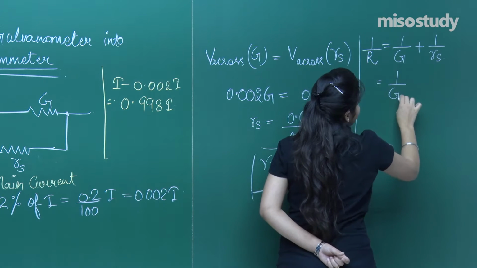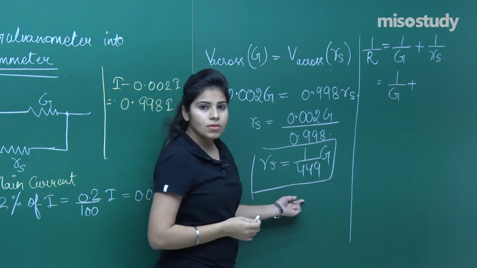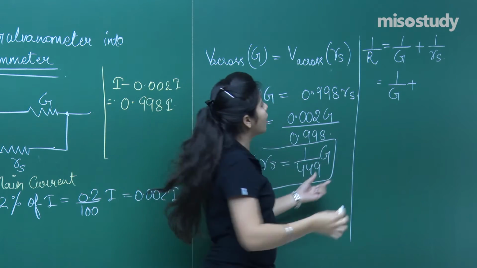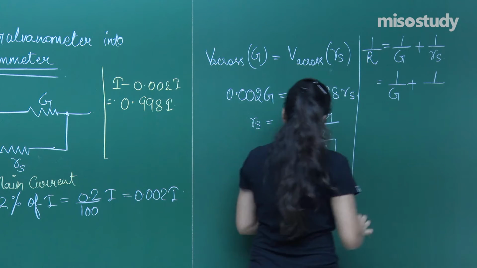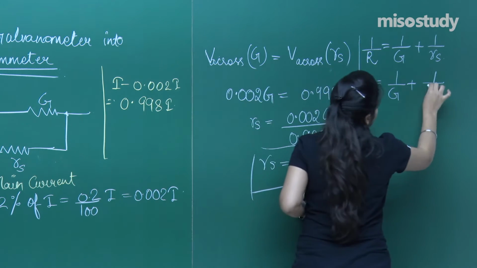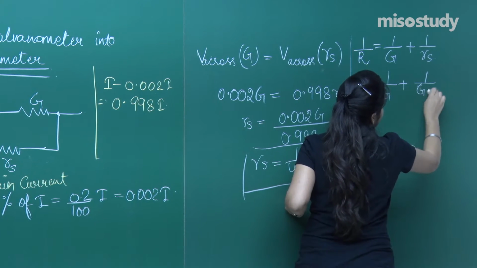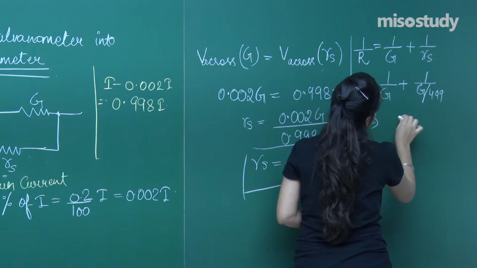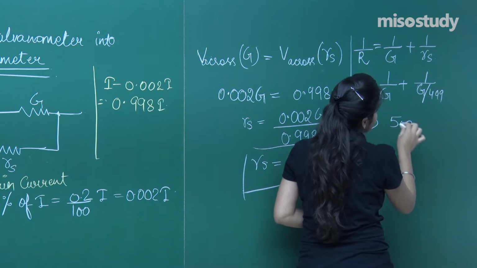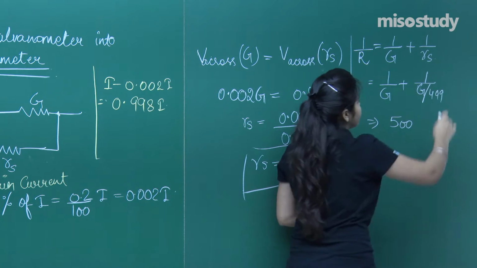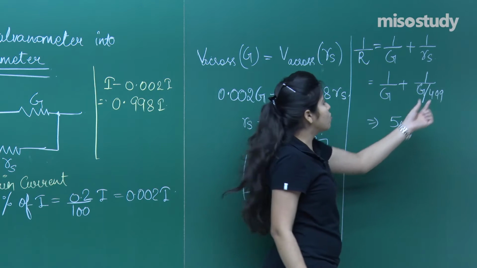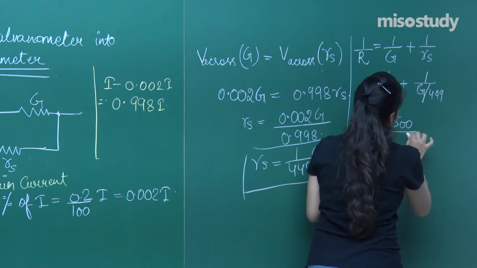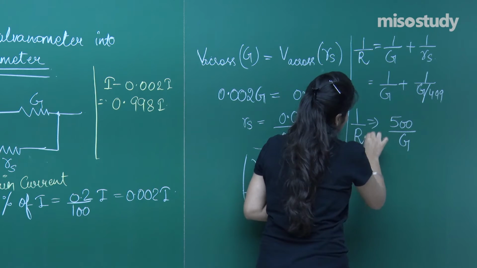Now you know the value of RS: G/499. So just put this value into that equation and we will have 1/RS, that means 499/G. If you solve this, you will see that your value comes out to be 500, because 499 goes up in the numerator, you will have 499 plus 1, that is 500. It means you have 500/G as 1/R.